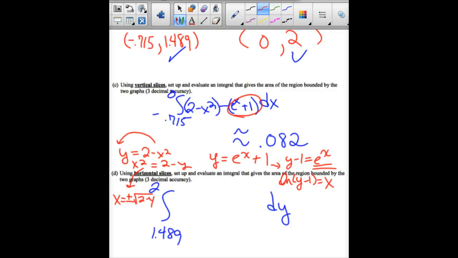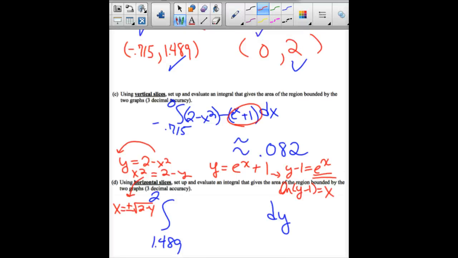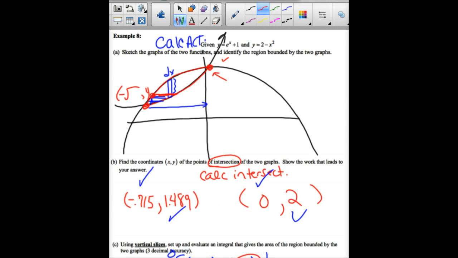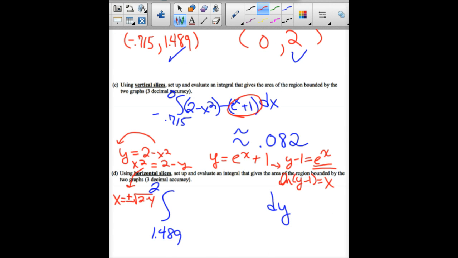Now what I just have to be careful of is who's the right function and who is the left function. So back up to the football. I need to do right minus left. I need this one. And that was my e function. So I need to do ln of y minus 1, right function, minus the left. So be careful, because I'm going to be doing minus a minus. So I'm going to write a plus. That'll be a plus root 2 minus y.